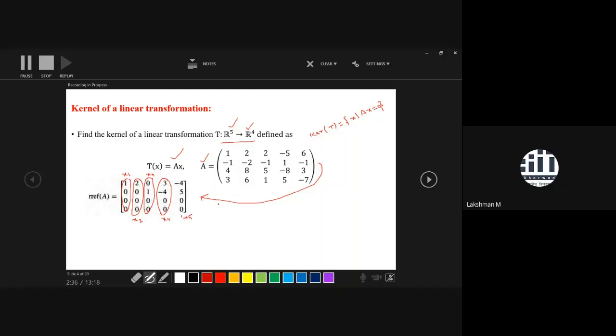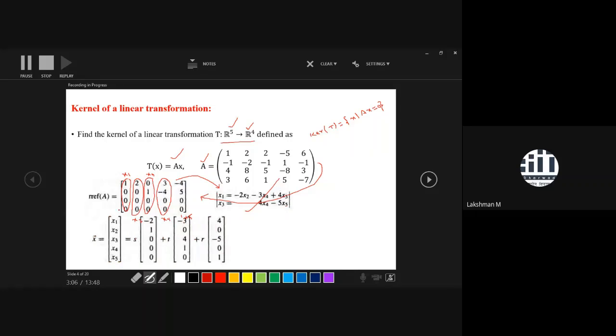So definitely the kernel of this transformation will be a space kind of structure which will be spanned by 3 vectors. If you try to revert back from this reduced form, you will get the reduced system. Here easily you can observe that x1 has been written in terms of free variables or independent variables, and similarly x3 is dependent and is also written in terms of free variables x4 and x5. So in total, you have to find the solution space of this system Ax equal to 0.